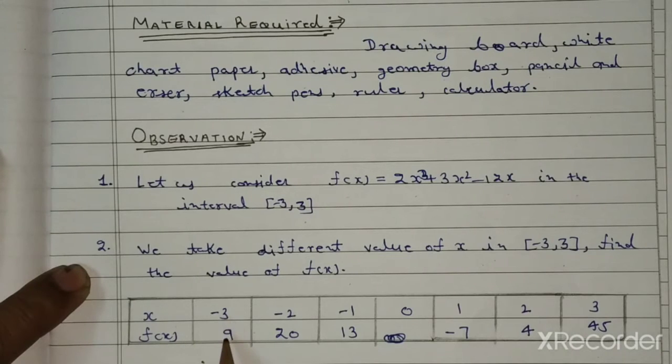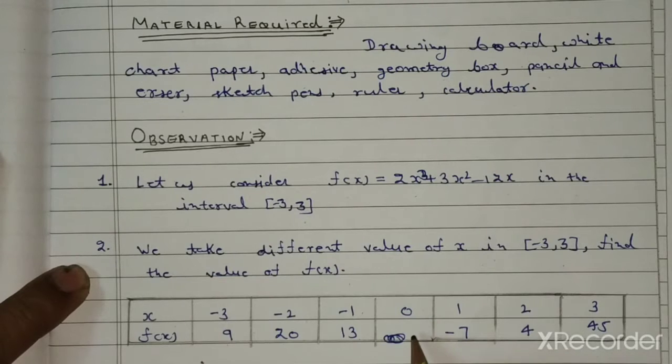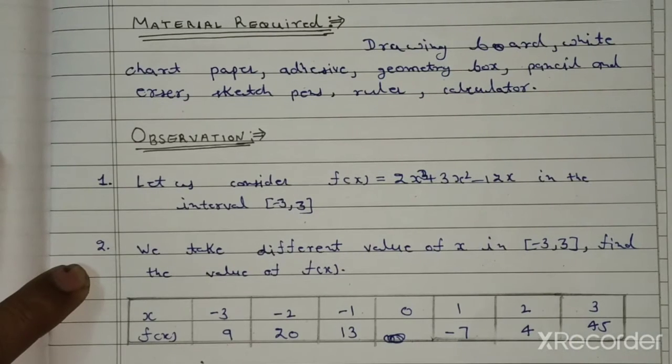x is -3, then f(x) is 9. x is -2, f(x) is 20. x is -1, f(x) is 13. x is 0, f(x) is 0. x is 1 and f(x) is -7. x is 2, f(x) is 4. x is 3 and f(x) is 45.